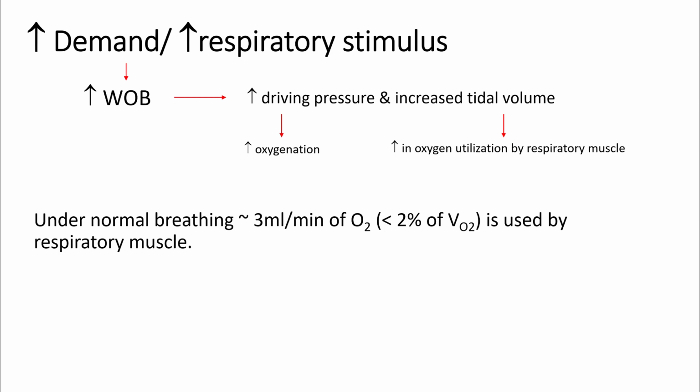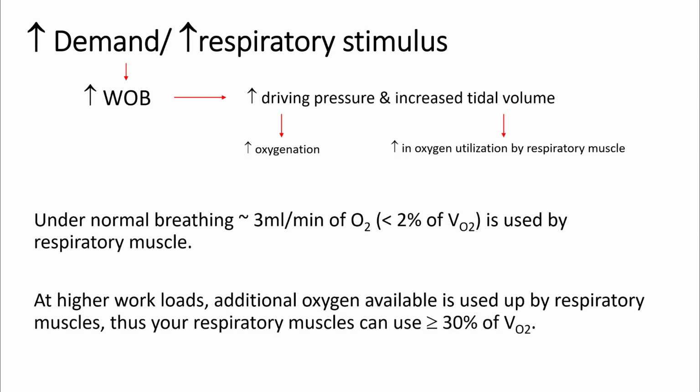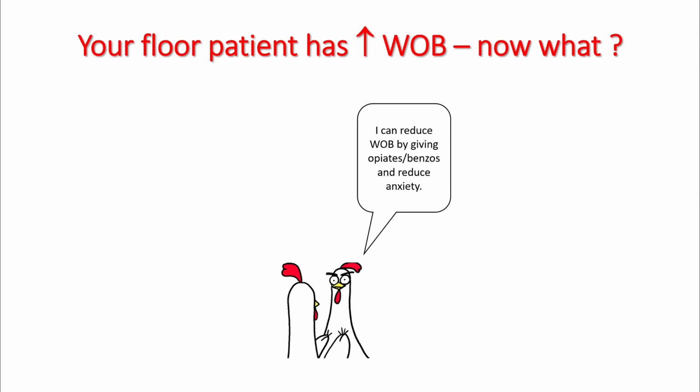Under normal breathing conditions, your respiratory muscles use around 3 ml per minute of oxygen, while at higher workload, they need more oxygen and sometimes they can require up to 30% or more of the total oxygen requirement of your body. So you're called to evaluate a patient with increased work of breathing on the floor. What do you do next?